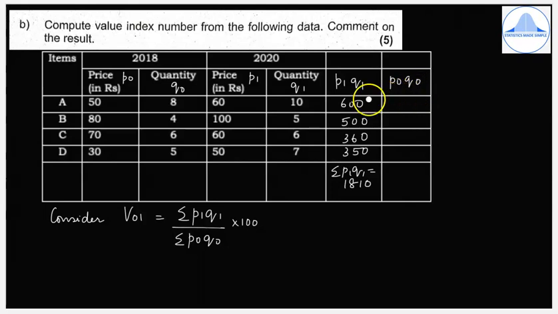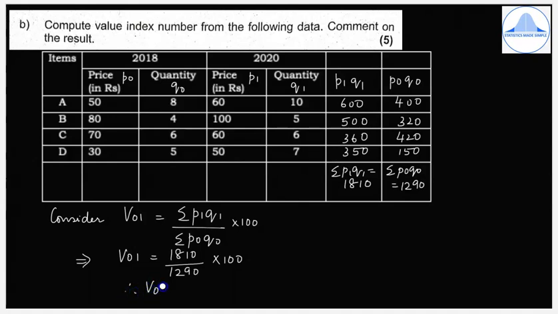Similarly, find out P0 Q0 value. So 50 into 8 is 400. Then 320, 420 and 150. So you'll get summation P0 Q0 is equal to 1290. So which implies V01 is equal to 1810 divided by 1290 into 100. So therefore V01 is equal to 140.31. Next, they have asked us to comment or to write the conclusion.